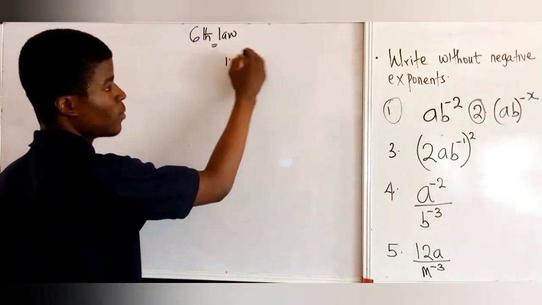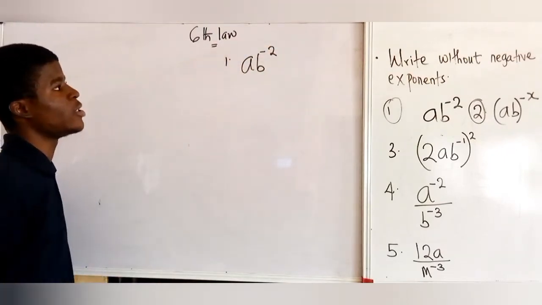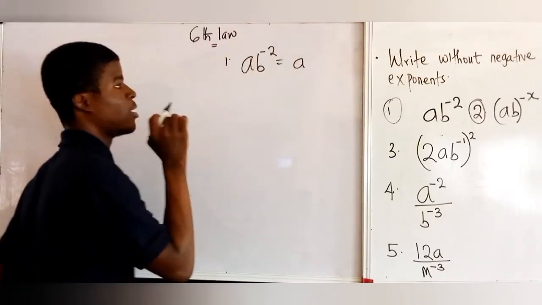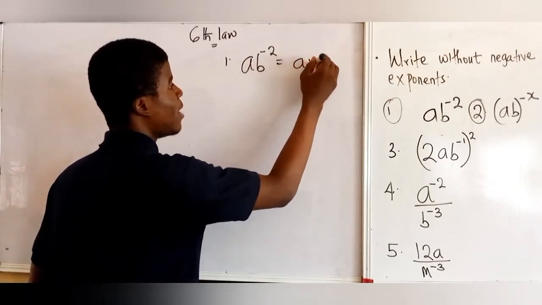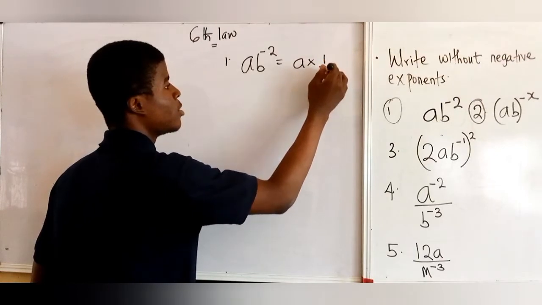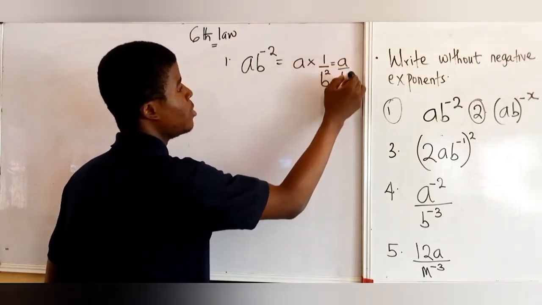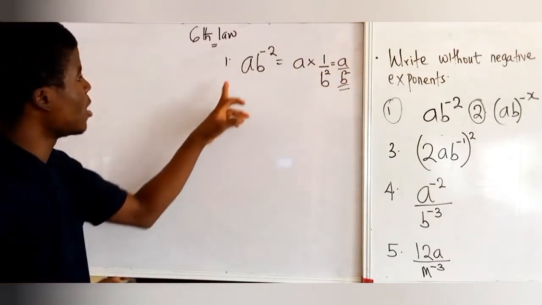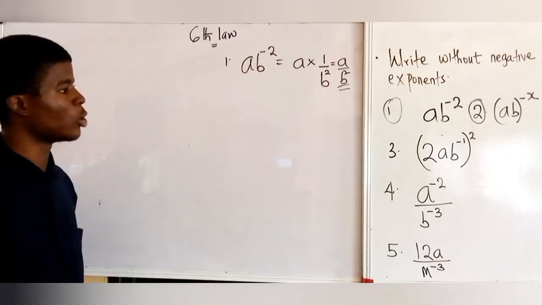Question 1. a b to the power of minus 2. What I will do here is, b is what is being affected. So a is not being affected. I will have a times the reciprocal of this, which is 1 over b squared. That's actually equal to a over b squared. I guess you know that these terms are joined by product, of course. Question 2.